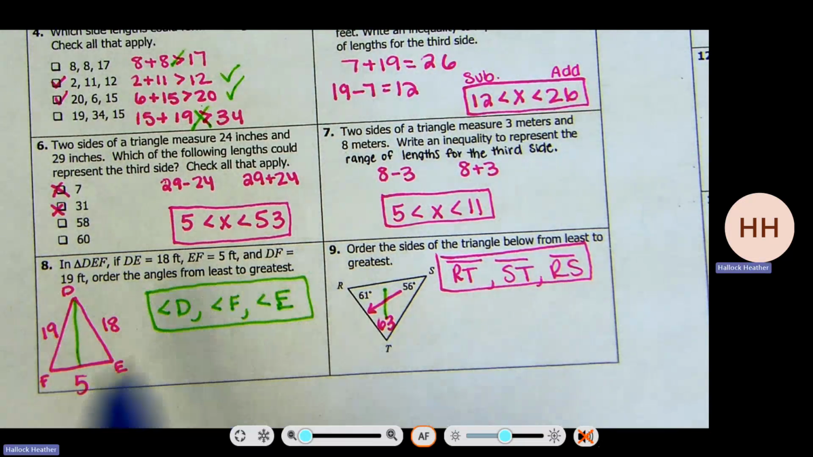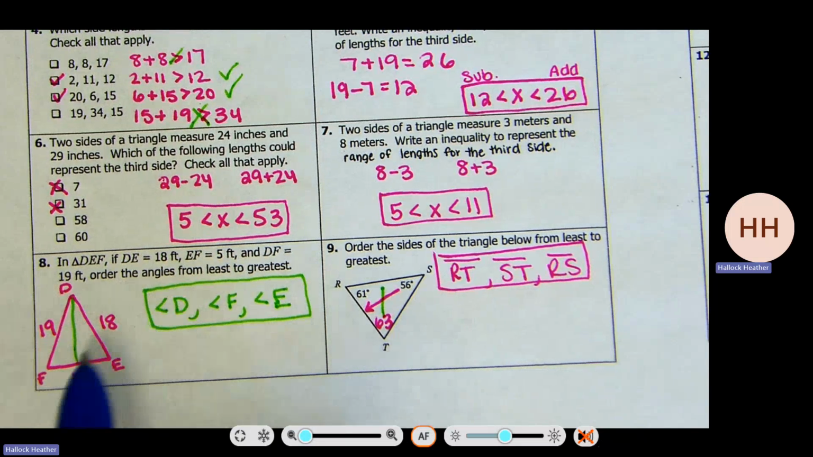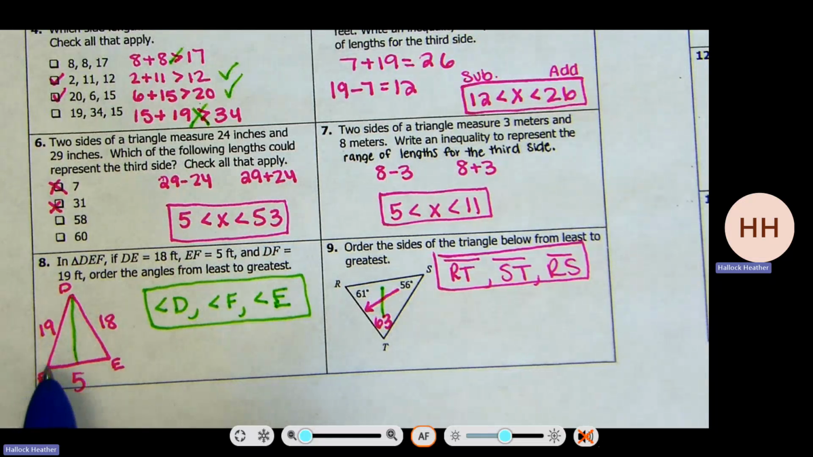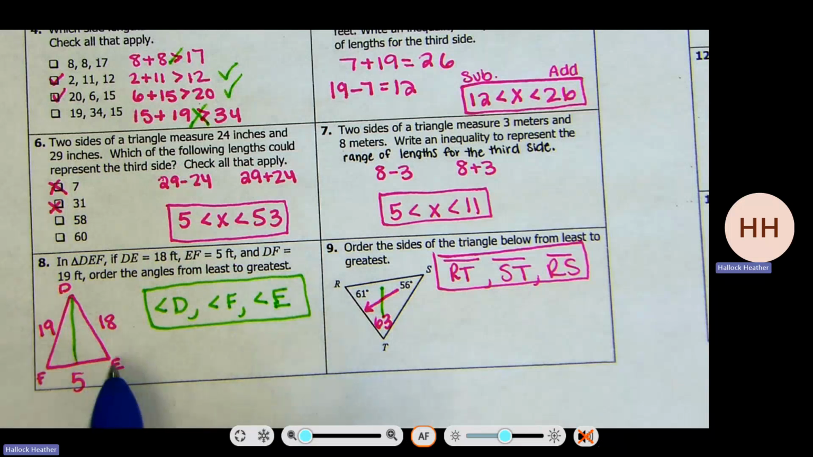What we learned is that the smallest side is across from the smallest angle. So if 5 is the shortest, angle D is opposite of it, and angle D is the smallest. The next smallest side would be 18. 18 is across from F. So F, 19 is the largest. That's across from E. So whatever's opposite of it.